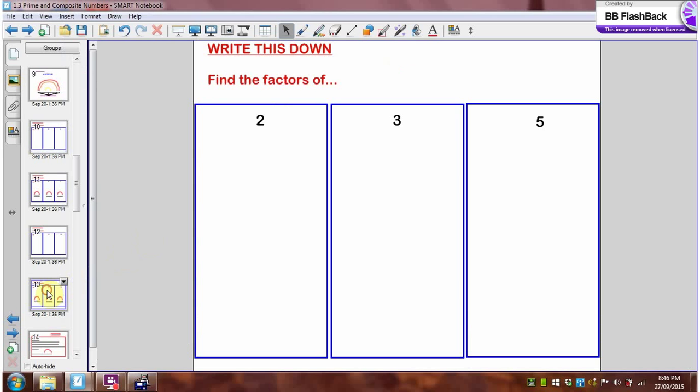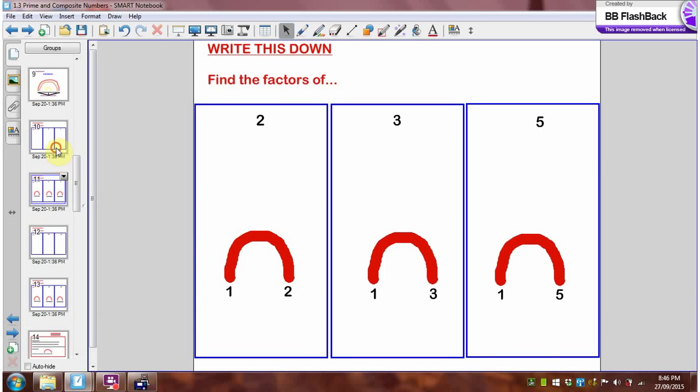So if you draw factor rainbows for all those, you get factor rainbows with just one line, one rainbow curve. Okay? So the factors of 2, we only have 2 factors, 1 and 2. Factors of 3, we only have 2 factors, 1 and 3, and the same with 5, 1 and 5. So that's interesting. These are all numbers with factors, and the factors are 1 and itself.